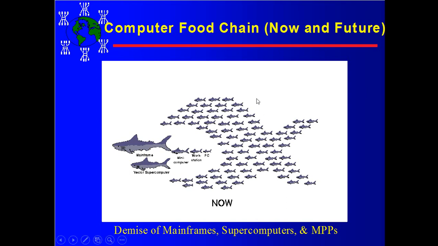PC, or personal computer, with minimal performance, then workstation, after that minicomputer, vector supercomputer, and finally mainframe. The mainframe has high performance in comparison with other types of platforms.